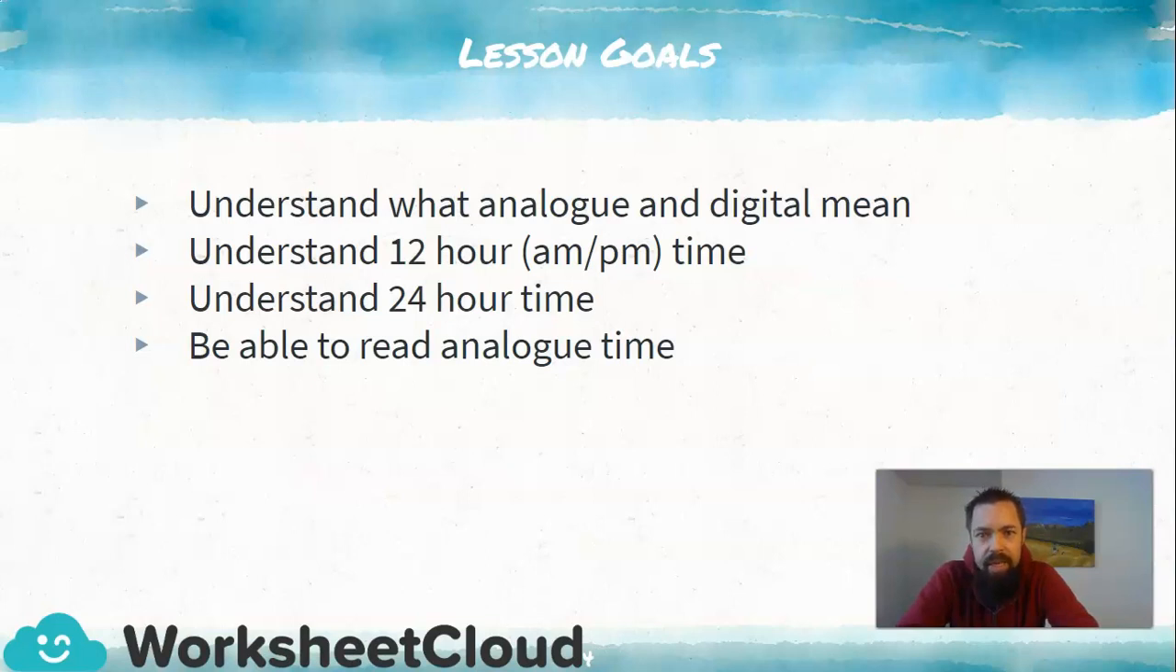Our goals today, first of all, understand the difference between analog and digital time, then understand 12 hours, which is the AM and PM time, and finally the 24-hour time. And hopefully you will be able to read analog time. So first of all, write it down and then be able to say it the way that it's said, which is just a little bit confusing sometimes.